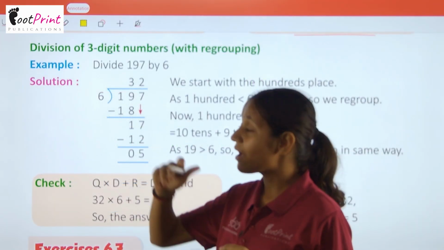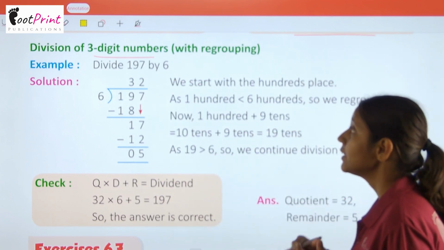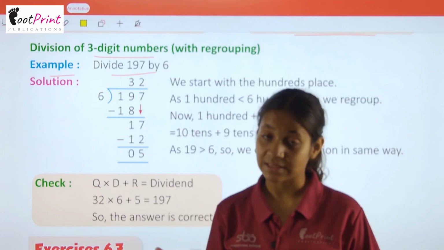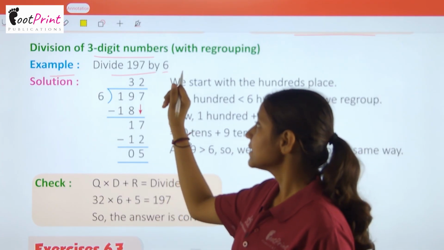Now we have division of 3-digit number with regrouping. Okay, so example is divide 197, that is a 3-digit number, by 6. अब हमें क्या करना है?